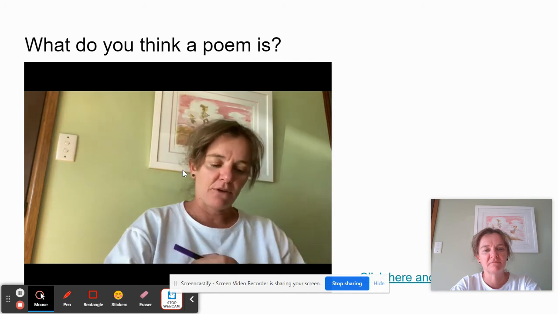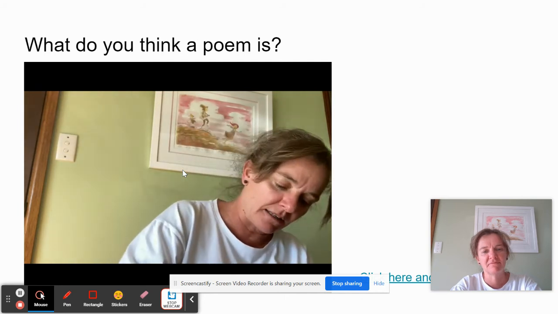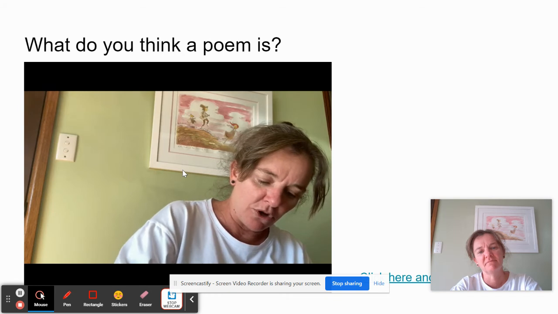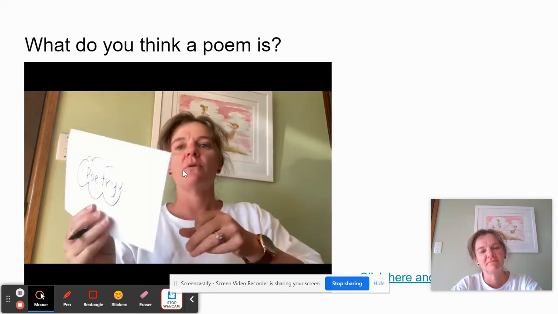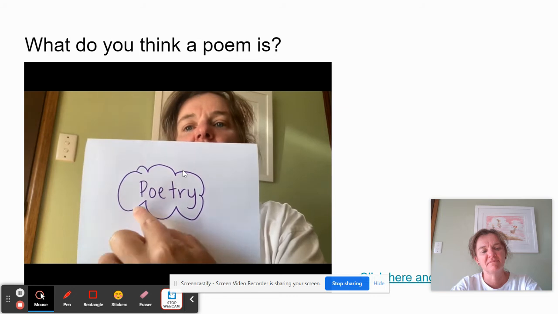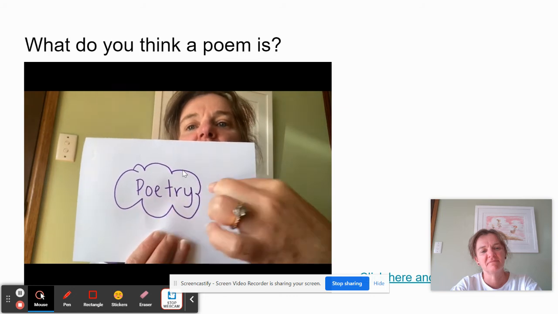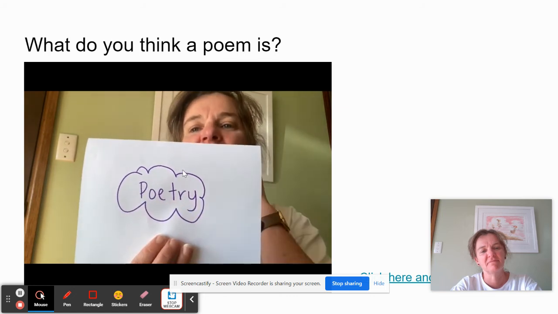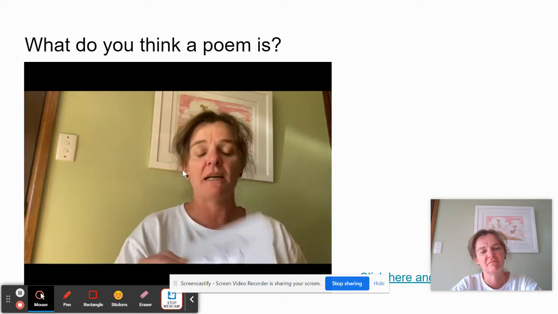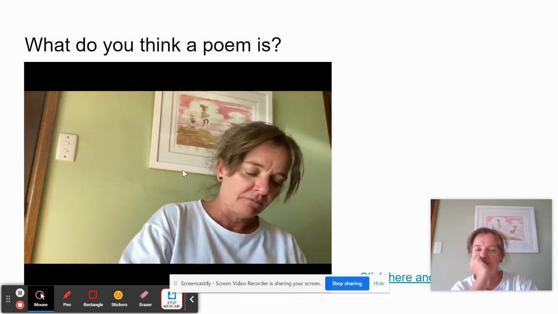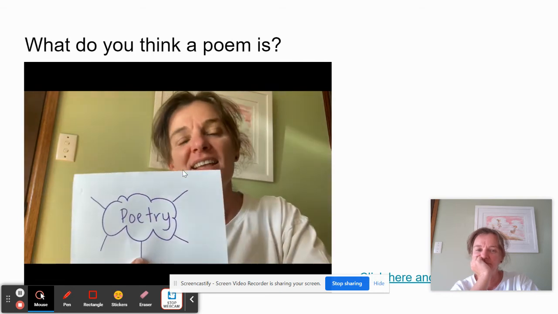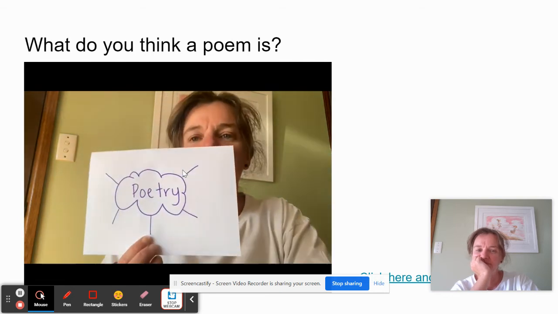And in the middle of one of those pages, I'm going to get you to write the word poetry and put it in a cloud like this. So if we sound it out in syllables, it would be po-et-tree, poetry. And around the outside, I want you to write some. So this is kind of a mind map. I want you to draw a line and draw some of your ideas about what poetry is. So this is where you're doing your brainstorming.